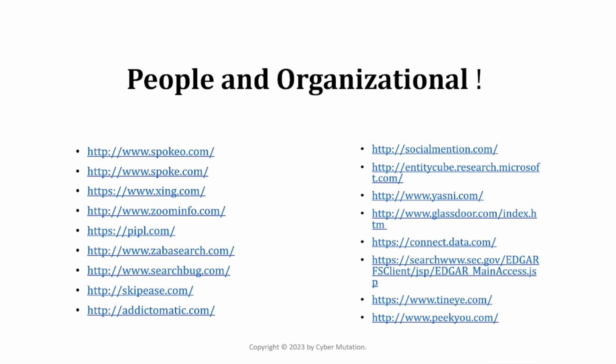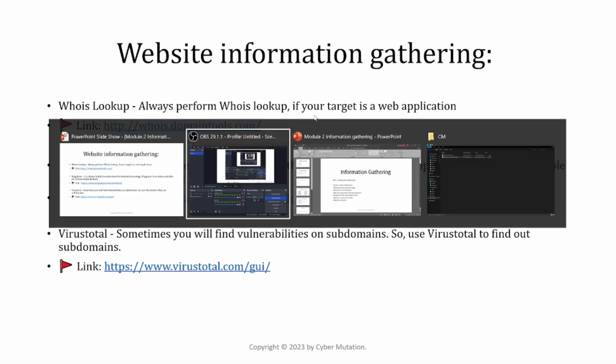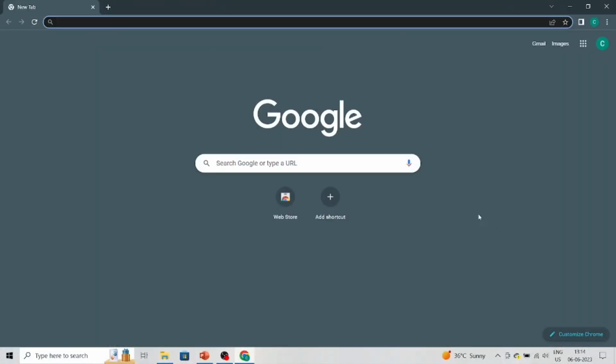Now let's proceed to the practical part, which is website information gathering. For website information gathering, the first thing we can do is Whois lookup, where we will get information about the domain: when this domain was registered and when it will expire, who has registered the domain, and so on. And we have Wappalyzer. Let's see them in practical.